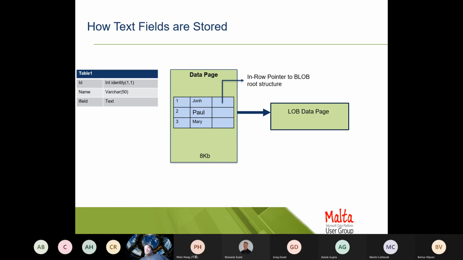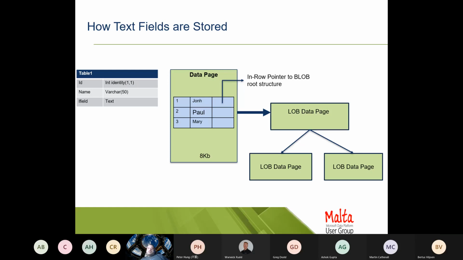But it's not so simple. Of course, we can't store 2 gigs in a single page. A single page has only 8 kilobytes. So what we have is a tree structure on the lob data page. From the lob data page, we'll have a tree with many lob data pages containing the data for the records. So when this information needs to be recovered from the database, we need to read from this structure.